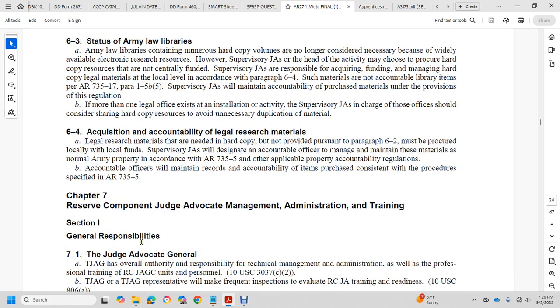Chapter 7, the Reserve Component Judge Advocate Management, Administrative Training.